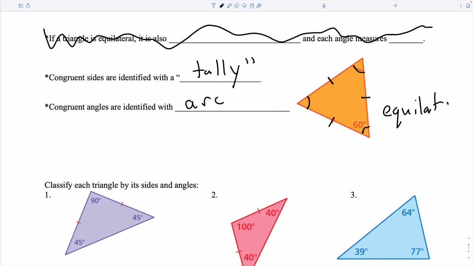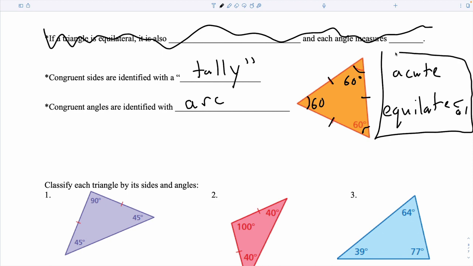What type of angles do they have? If this is 60, and this is 60, and this is 60, what type of angles is this triangle? Acute, obtuse, or right? Are all angles less than 90, is one 90, or is one more? John? They're acute. It's a cute little triangle. So you're going to call this guy first name acute, last name equilateral. This is an acute equilateral triangle.